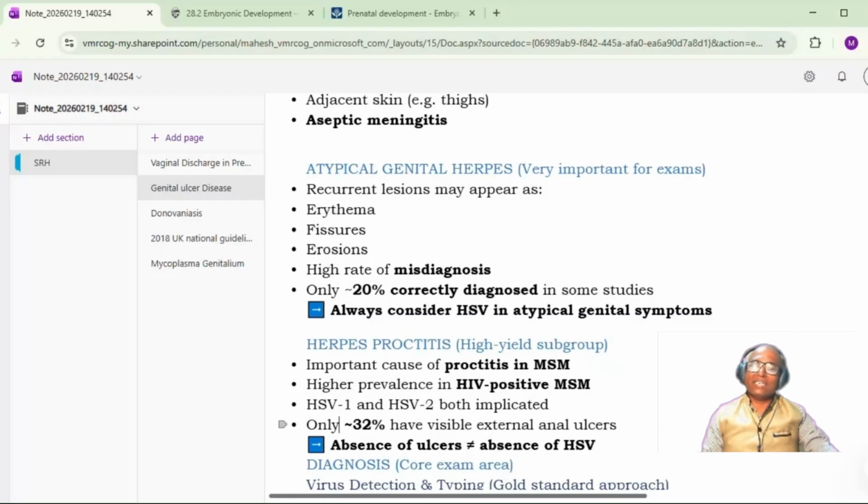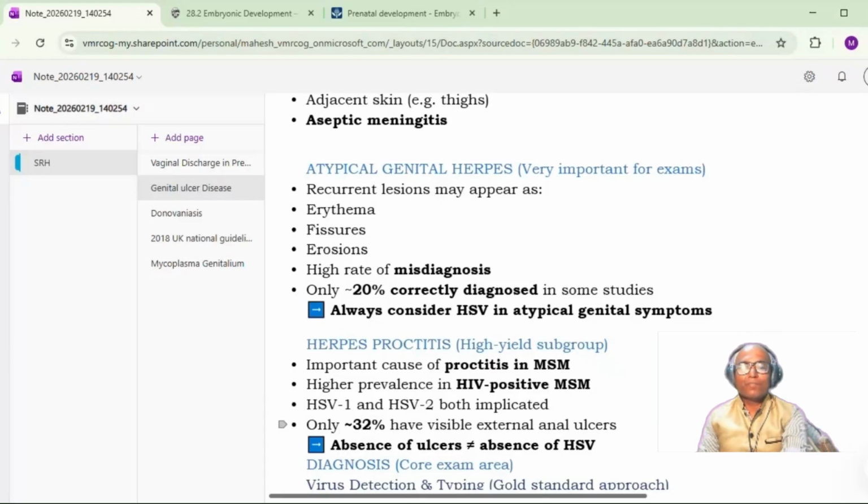Vesicles followed by ulcer, that is the typical one. But sometimes without ulcer you can have either erythema, fissure, or erosion. That is the atypical genital herpes. So there is a high rate of misdiagnosis in these patients. Only 20% are correctly diagnosed in some studies. Always consider HSV in atypical genital symptoms. So even if you do not have ulcer, don't think that there is no HSV. Still it can be HSV if it is only erythema or only fissures.